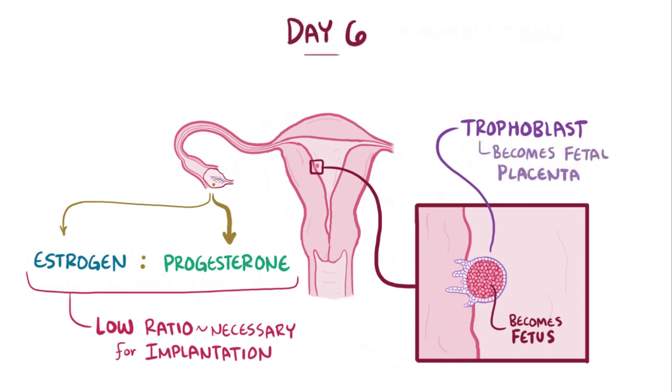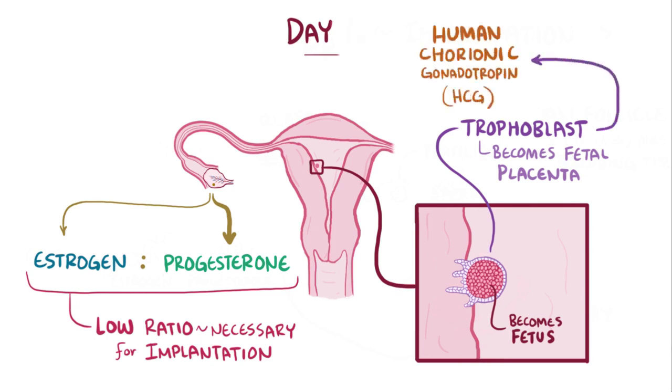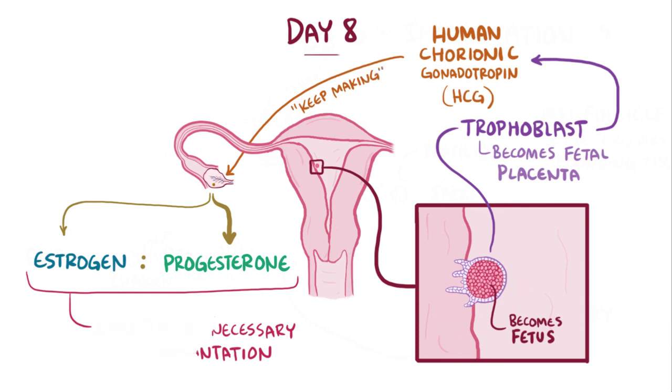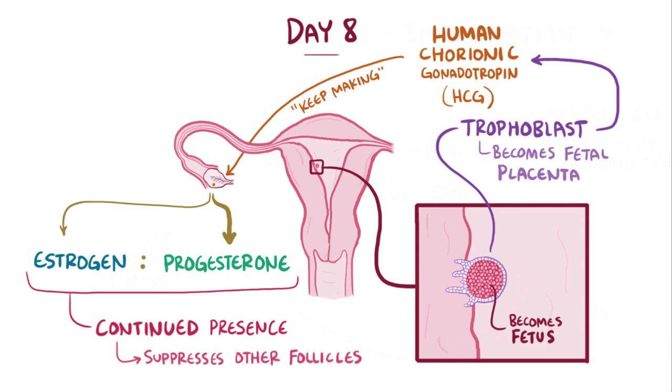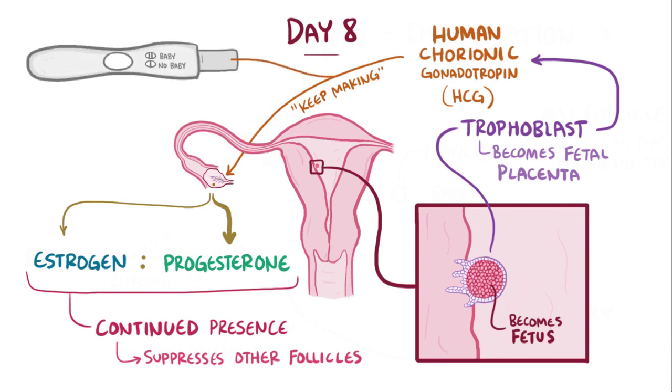Those trophoblast cells start to produce a hormone called human chorionic gonadotropin, or HCG, around day 8. And this is important for 2 reasons. 1, it's the hormone that lets the corpus luteum know that there has been a successful implantation into the endometrium, and that it should continue to make estrogen and progesterone. And it's the continued presence of estrogen and progesterone that suppresses other ovarian follicles from maturing. And 2, HCG is the hormone that most pregnancy tests are able to detect, causing the little sign to form, which can happen as early as day 9.